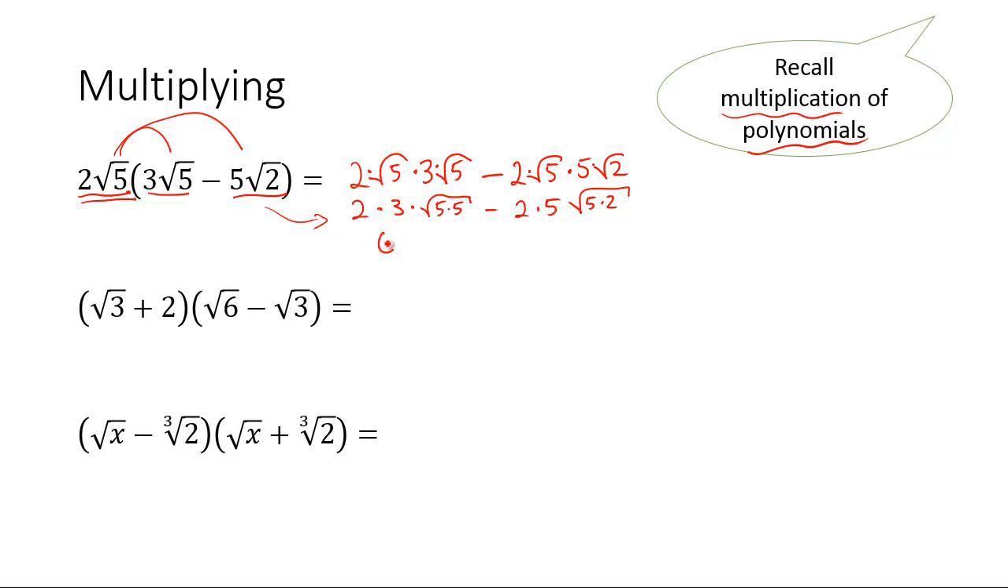And then we have 6 times root 5 squared will be 5, minus 10 times root 10. So that's equal to 30 minus 10 root 10.